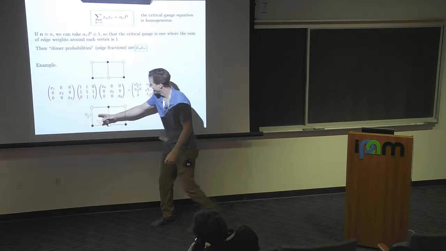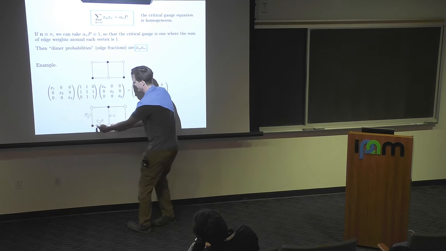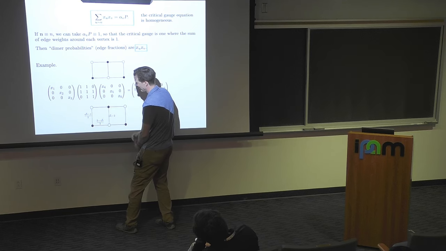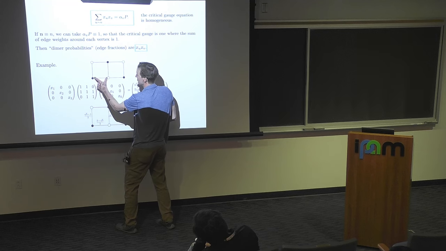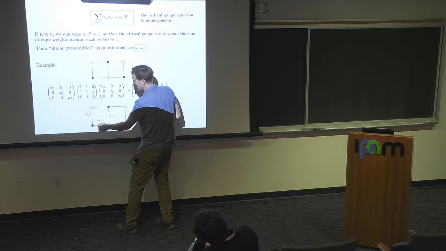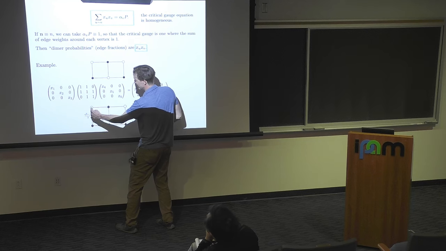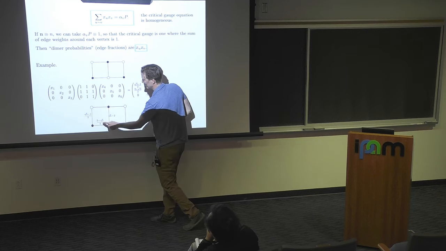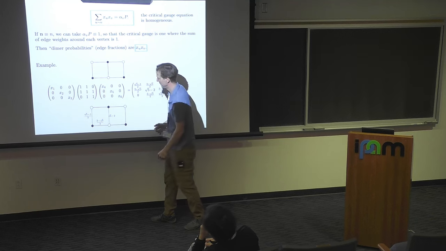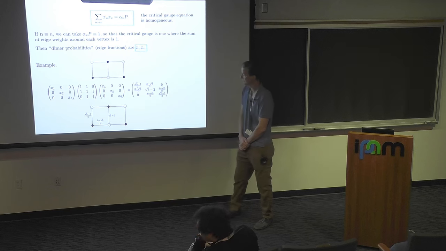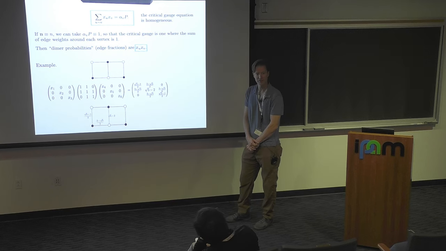And if I didn't make a mistake, the original edge weights are 1, the new edge weights are given by this, 3 minus root 5 over 2 and so on, and they do indeed sum to 1 at each vertex. By symmetry, this edge weight and that edge weight are the same, and this one and that one are the same. Okay, does that make sense?